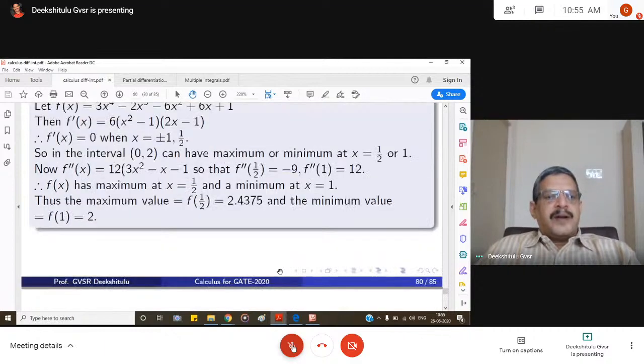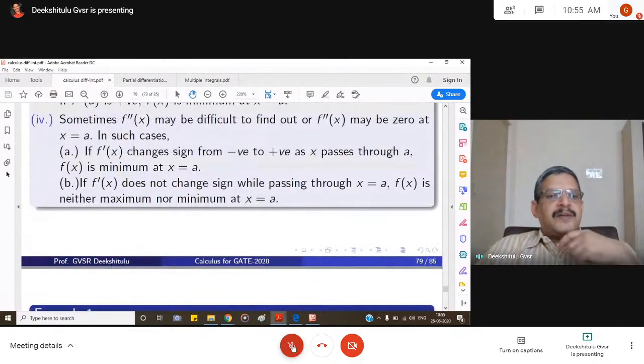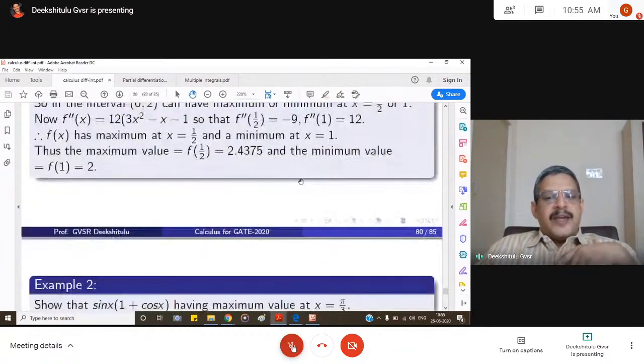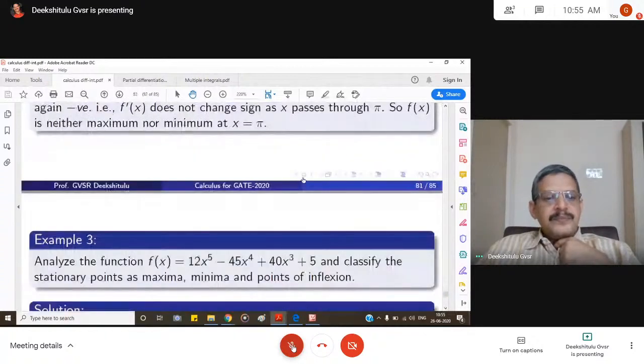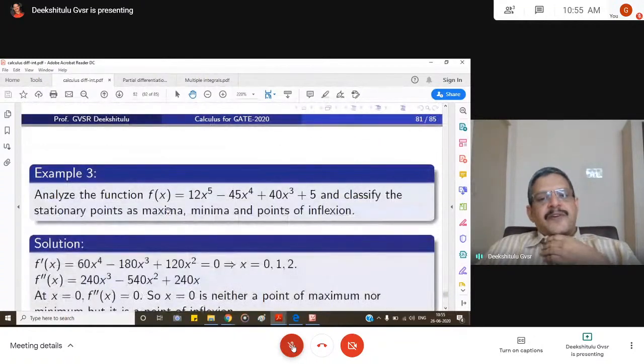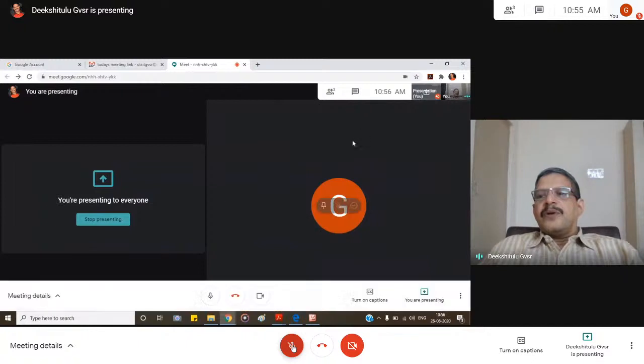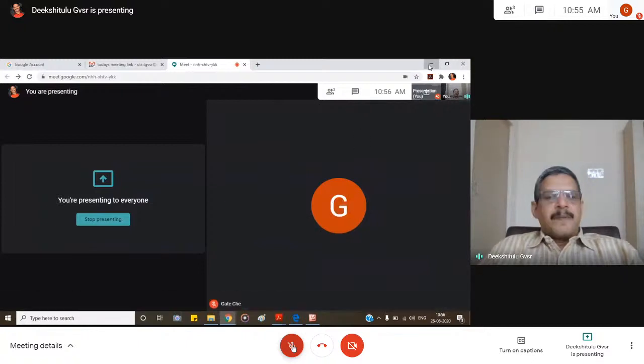This is from the last condition, that is 4a and 4b. From these two procedures, the fourth principle of the procedure, that's what we arrive at. Next problem is, analyze the function f of x and classify the stationary points as maximum, minimum and points of inflection. So whenever we have a problem like this, first thing is find f dash x equal to 0. That's what we do here also.